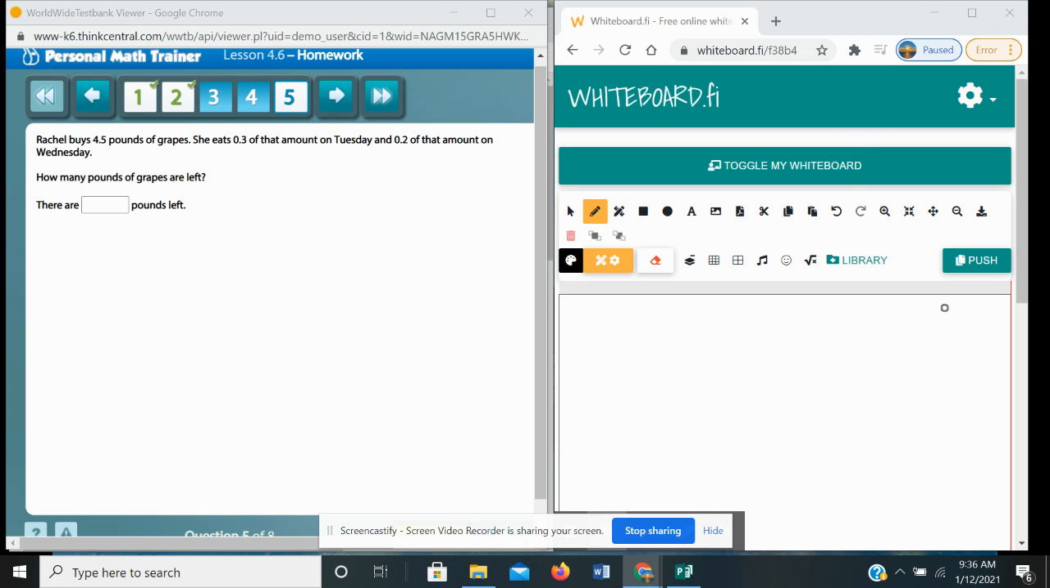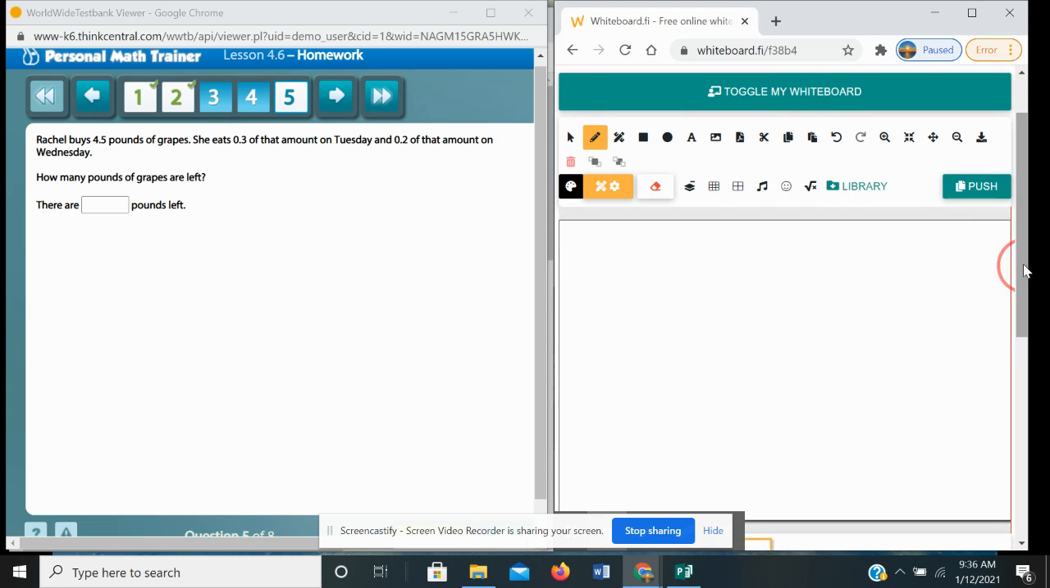Okay, number 5 is a multi-step problem, and you will have to do multiplication and subtraction. So let's look at the problem. It says Rachel buys 4 and 5/10 pounds of grapes. She eats 3/10, I'm sorry, of that amount on Tuesday and 2/10 of that amount on Wednesday. How many pounds of grapes are left?